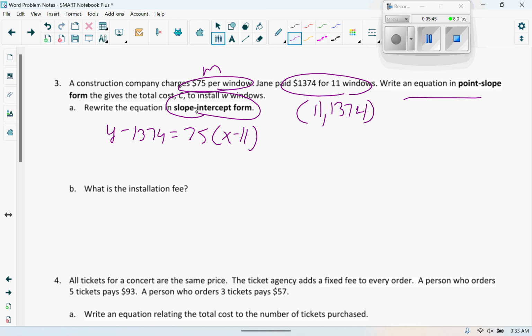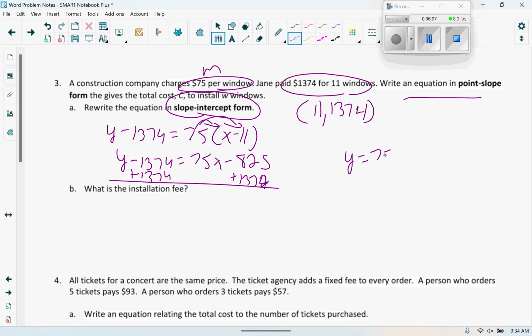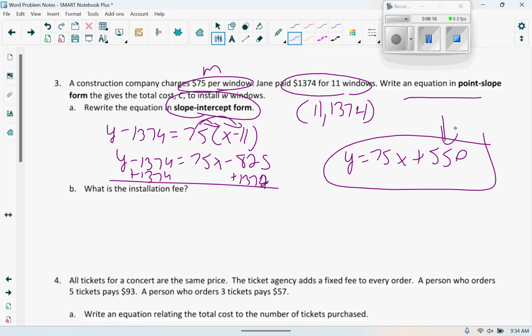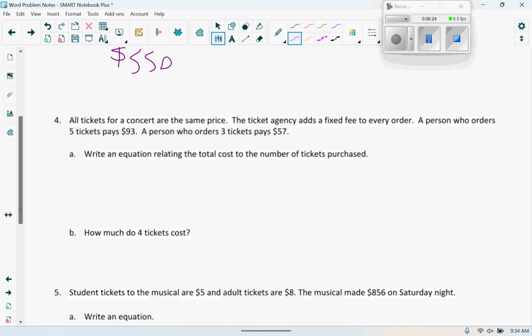And then this one says write in slope-intercept form. So I'm going to do the same thing that I did before. I get 825. And then I'm going to add the 1374 over. Okay, so again, this tells me a lot of information. This is that one-time fee. So what's an installation fee? I'm going to say $550.